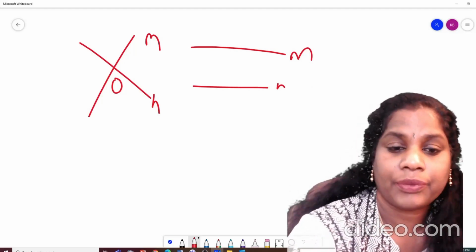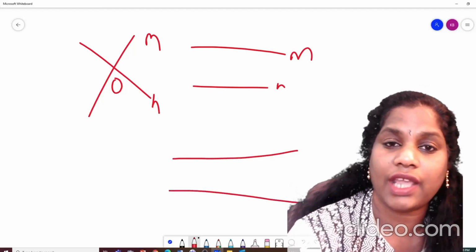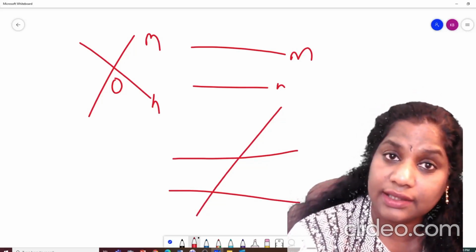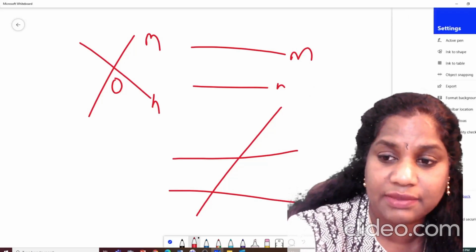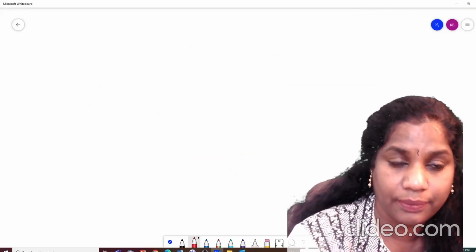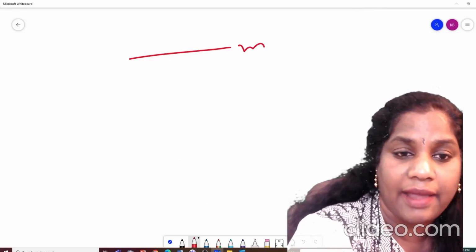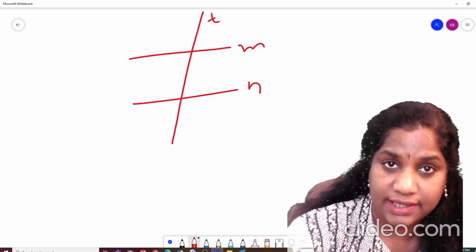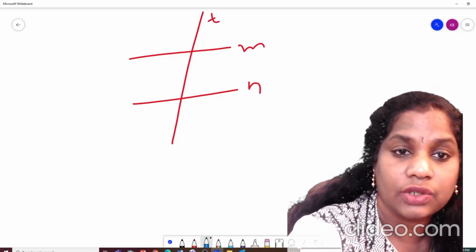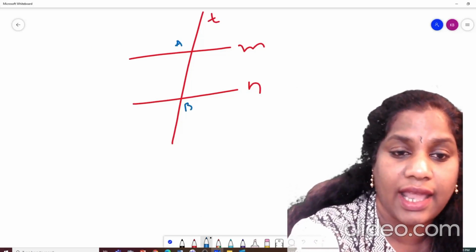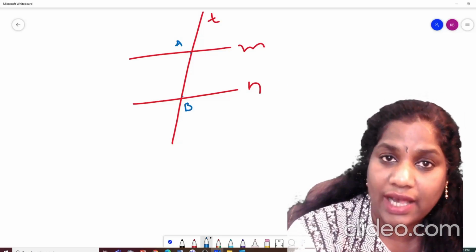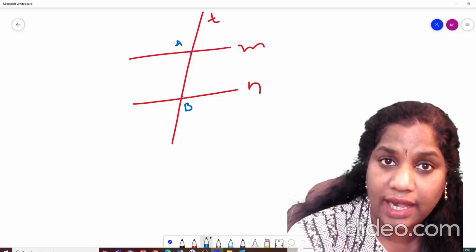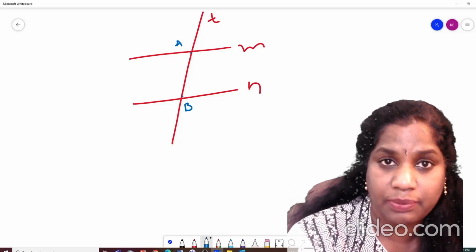If this is clear, there is another thing that we need to know. We have two lines and those lines are intersected by a third line. What is it called? You have two lines M and N. Another third line T comes and it intersects these two lines at two distinct points A and B. Then it is called a transversal. To be very clear, it is intersecting lines M and N at two distinct points.